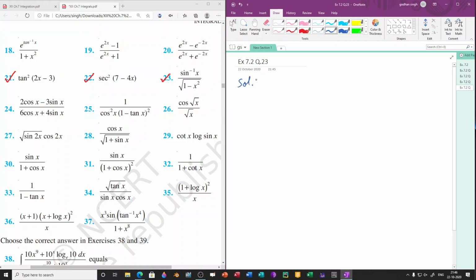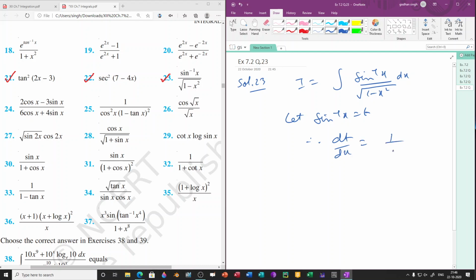Exercise 7.2, question number 23. So solution 23. I equal to integration of sine inverse x over root of 1 minus x square dx. Now we know the differentiation of sine inverse x is 1 by root of 1 minus x square. So let sine inverse x equal to t. Therefore we will be getting dt by dx equal to 1 over root of 1 minus x square, and this will give us, therefore dt equal to dx over root of 1 minus x square.